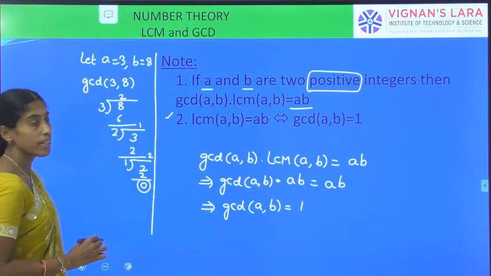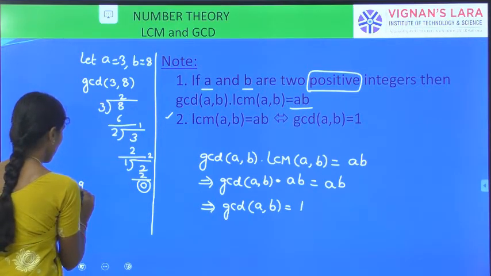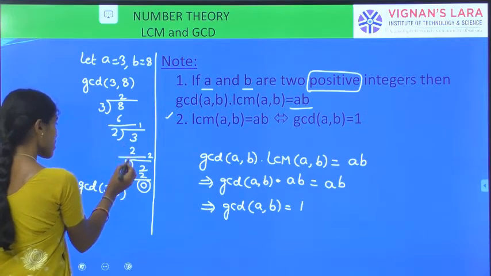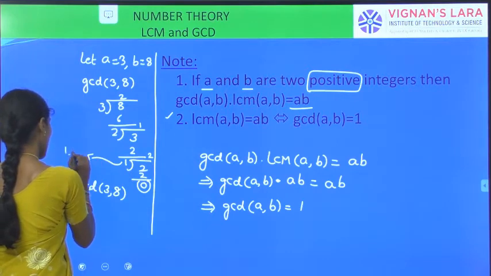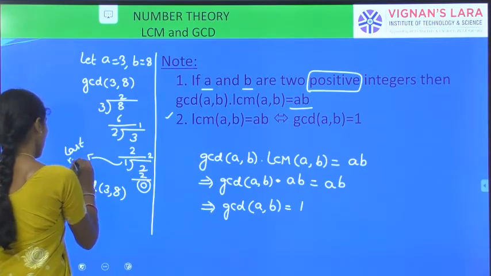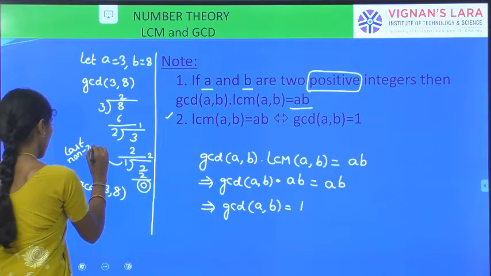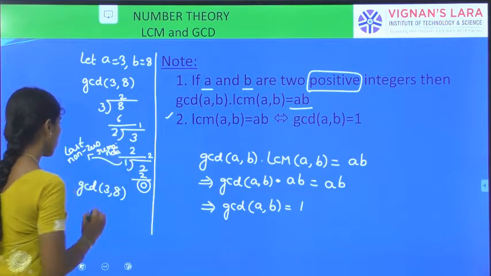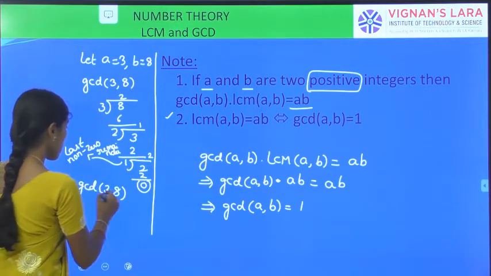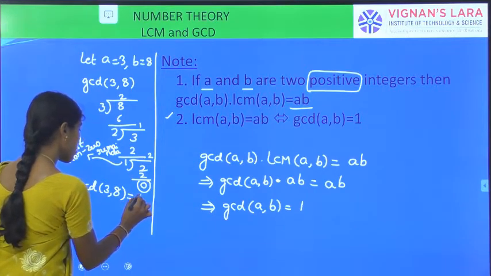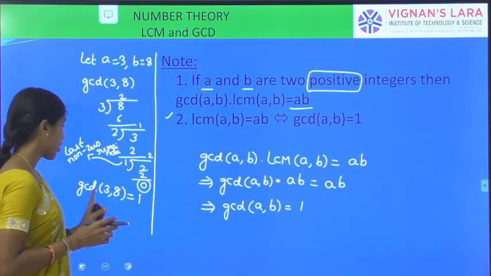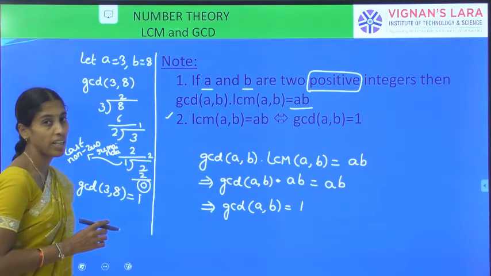So what is the GCD? GCD of 3 comma 8 is the last non-zero remainder. So GCD of 3 comma 8 is 1, which is the last non-zero remainder. By using the Euclidean algorithm, we can say the GCD of 3 comma 8 is 1.